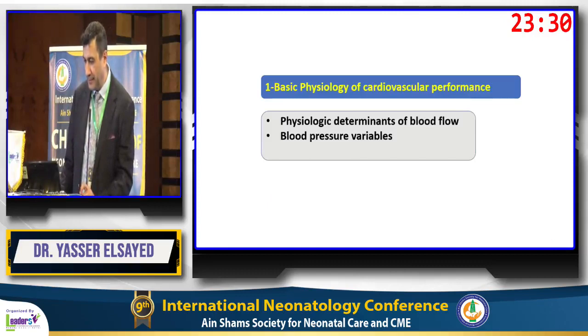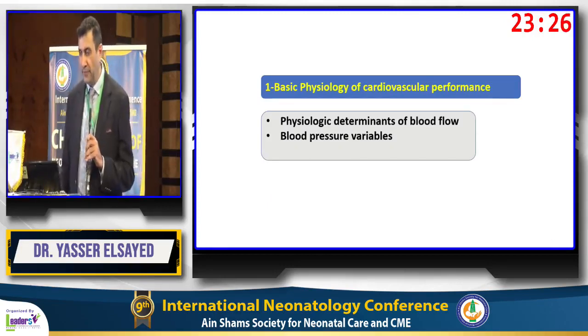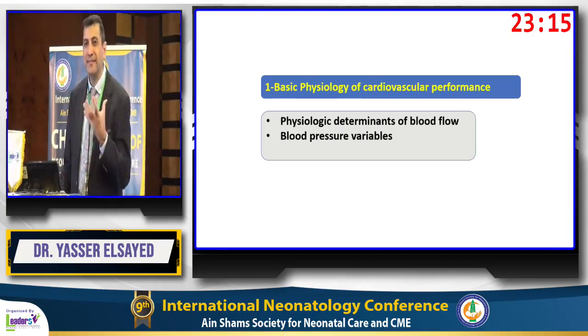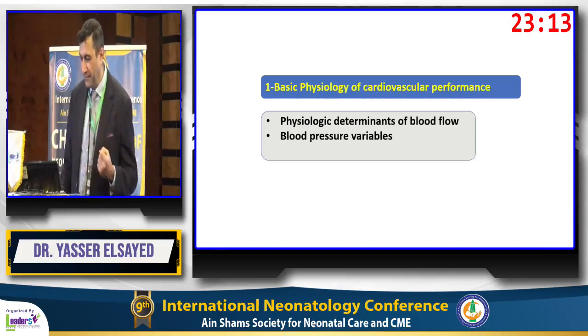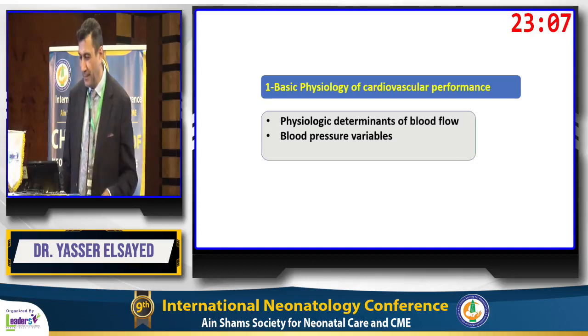So let us start. Basic physiology of cardiovascular performance: there are two things we need to understand. The physiologic determinants of blood flow, what determines the blood flow in our body, and then blood pressure variables. So we need to understand the physiology of blood pressure, and not just mean blood pressure equal to gestational age. That's a kind of 15 years ago practice in our unit.